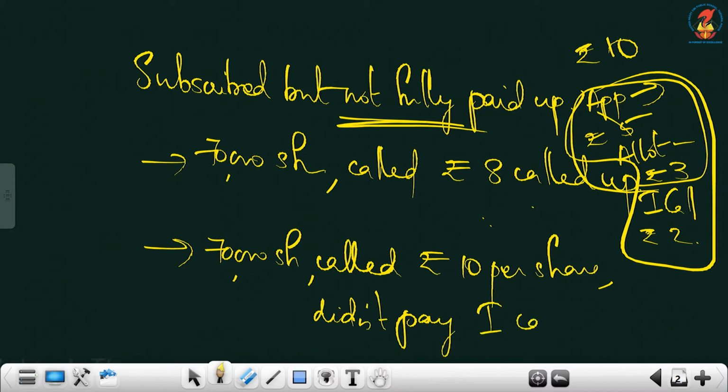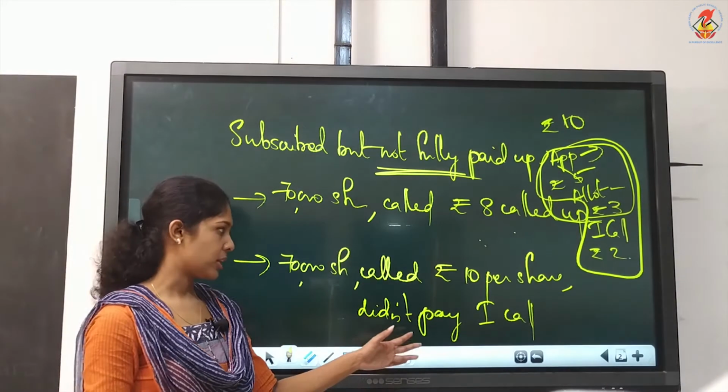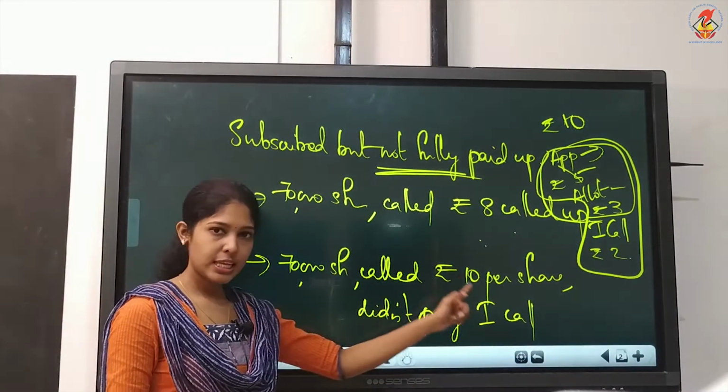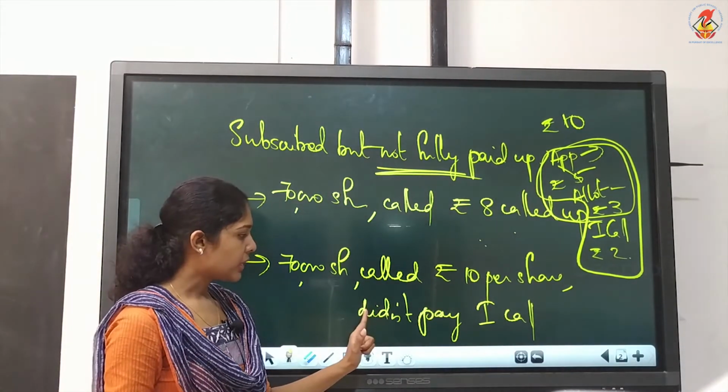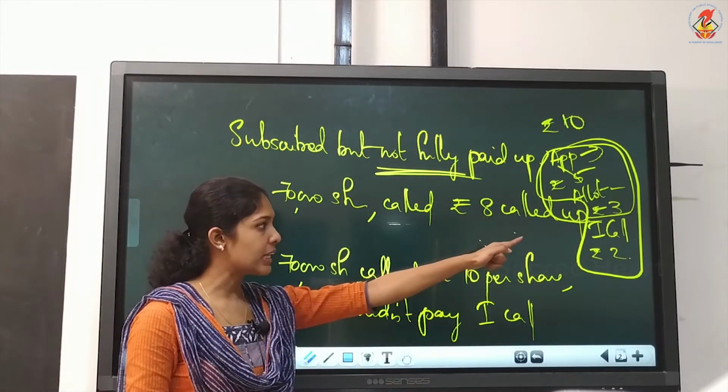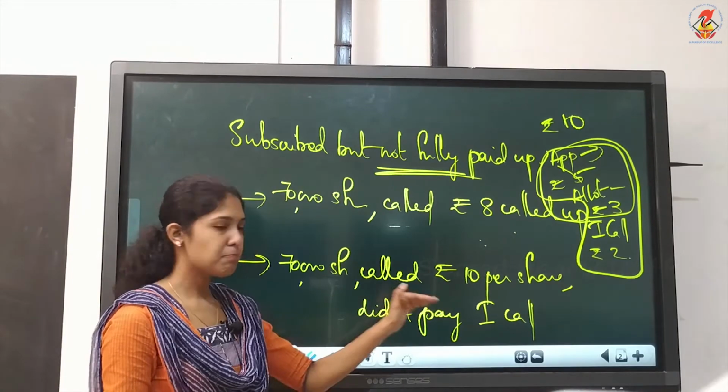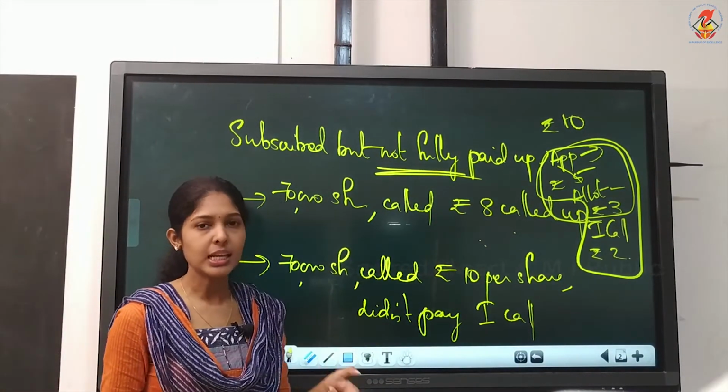Sorry, not the last call. Only one call is there. First and final call. If this is the situation, we called 10 per share. That is the entire face value. We asked for payment, but they paid only till allotment. They didn't pay the first call, means they paid only till allotment.